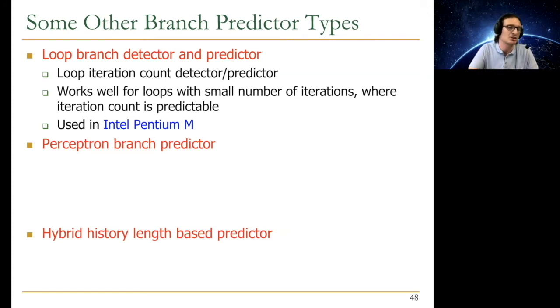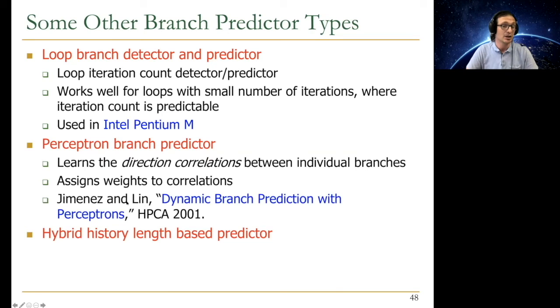I'm going to give you a picture of this. I'm not going to talk about this more. I'm going to introduce two other branch predictors that have really, in a sense, revolutionized the thinking in branch prediction and affected real hardware more recently. Perceptron branch predictor. Basically, the idea is to learn the direction correlations between individual branches using a very simple machine learning technique and assign weights to correlations.